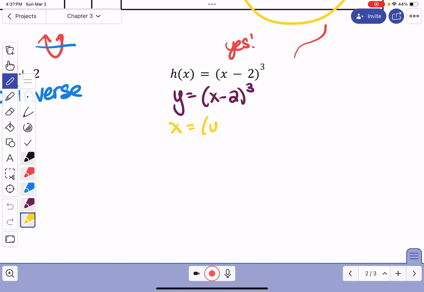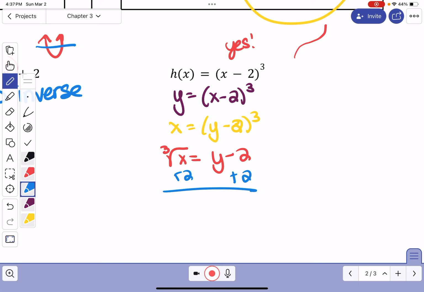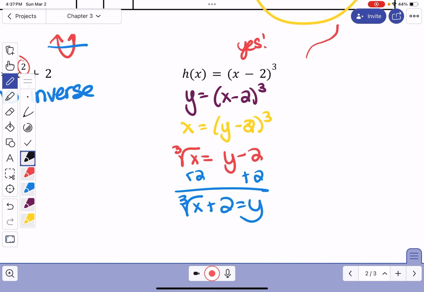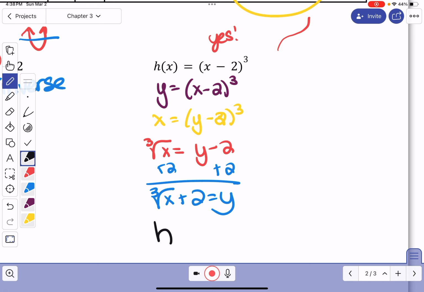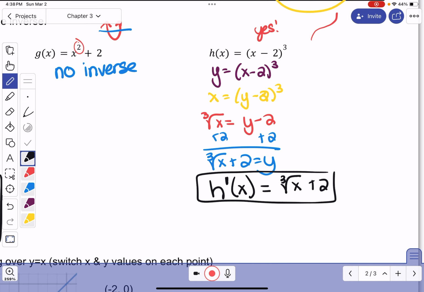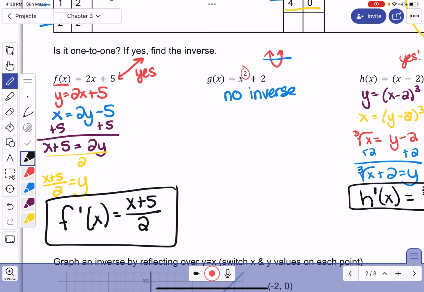Switch the x and y. And then solve. So we take the cube root of both sides. Add 2. So we get the cube root of x plus 2 equals y. And then we put it back in function notation. So the inverse, so that little tick mark, is the cube root of x plus 2. So that's how you do it algebraically.